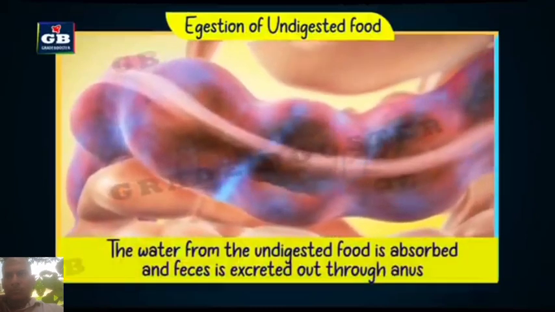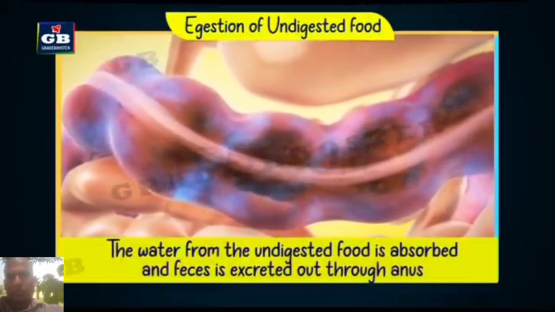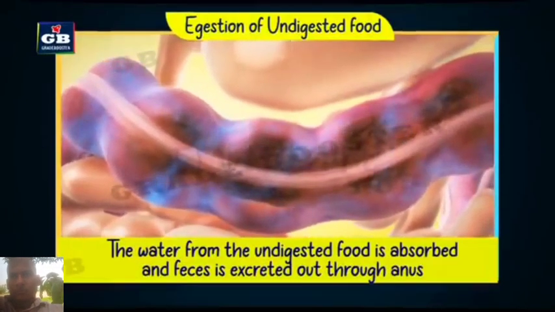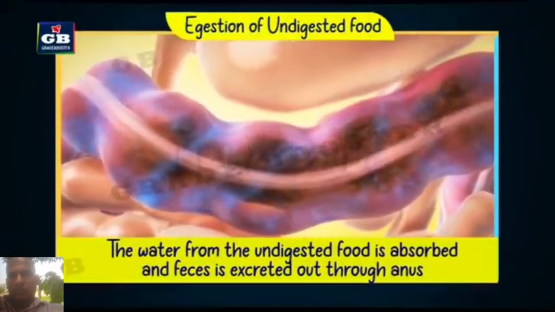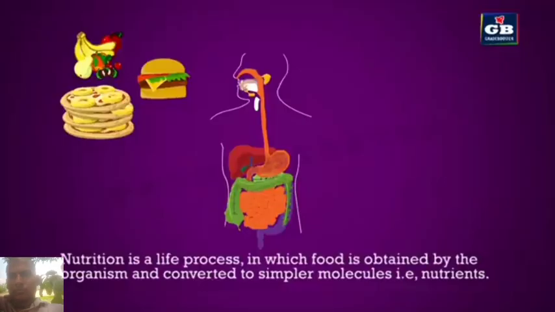Undigested food enters into the large intestine. The water present in this undigested food is absorbed into the blood. Remaining undigested waste is excreted out through the anus. Respiration. Now we will study respiration. Respiration is one more important life process.